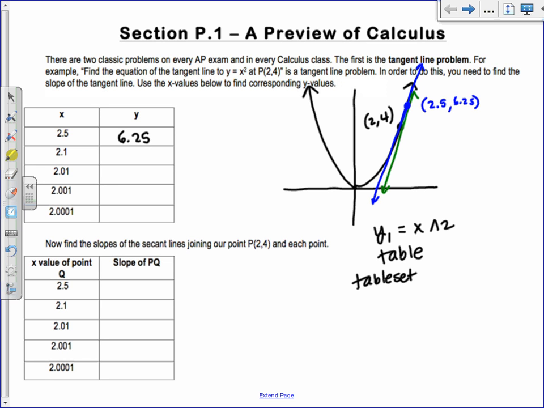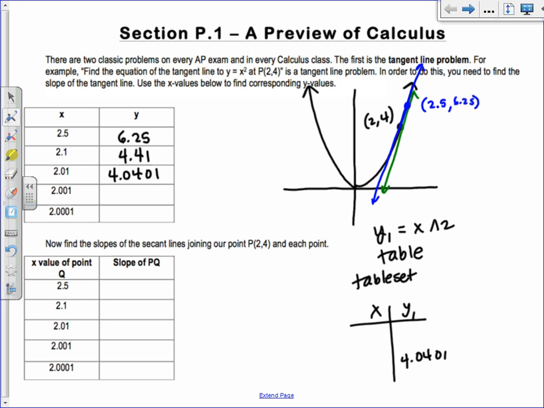Now I do 2.1. This is just a quick way of doing two tables. So 2.1, now I get 4.41. Then do 2.01, and you get 4.0401. I want to make sure that was my entire number, so you can arrow over under y1, so you have x and you have y1. Where it says 4.0401, you can highlight it, and below it says 4.0401. That's telling you that's all the digits.